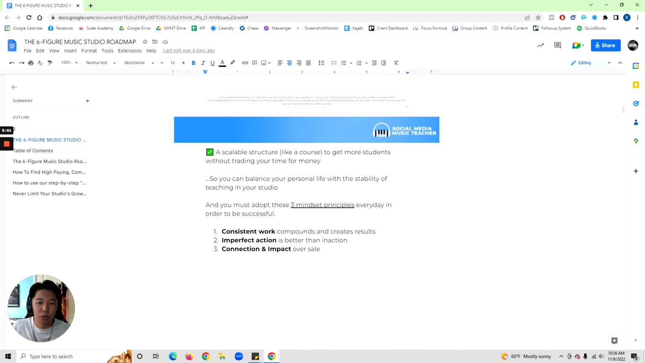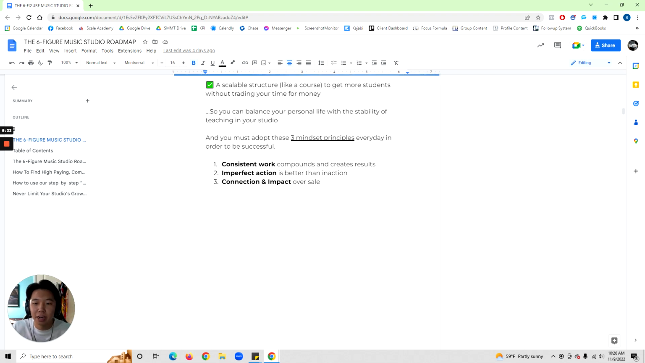And then lastly, a scalable structure, like a course or group lessons, a model to get more students without trading your time for money. And we'll talk about the problems of the traditional way of running private lessons. But ultimately, I want you to be able to balance your personal time with the stability of teaching in your studio as well. And lastly, you must adopt these 3 mindset principles every day in order to be successful.